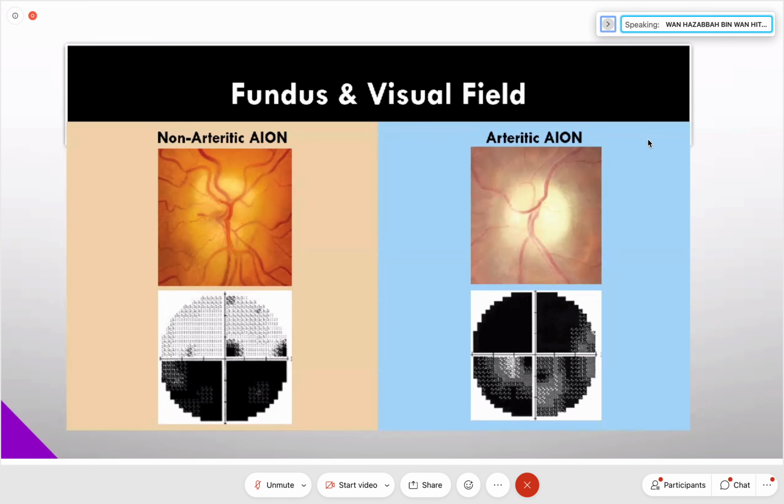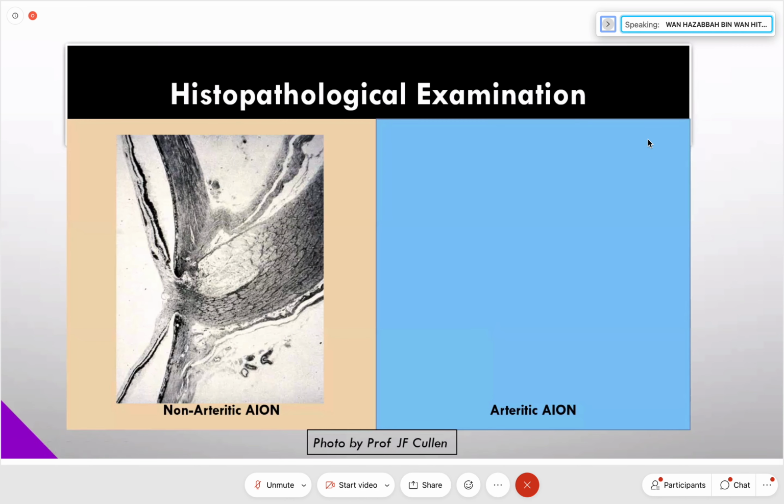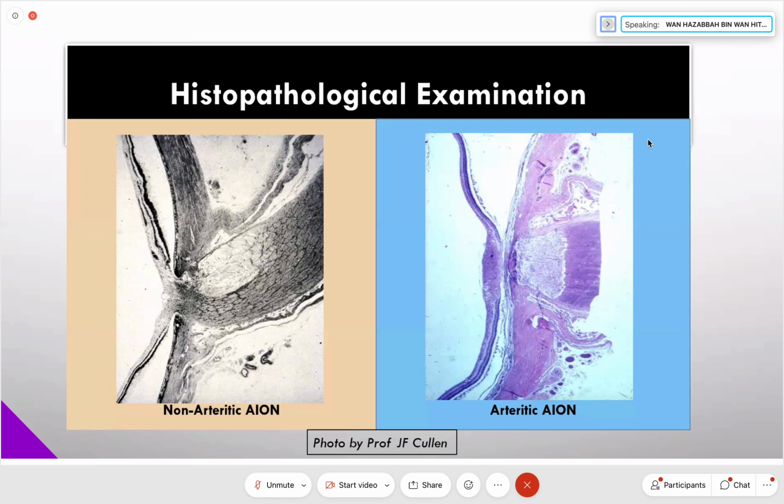So in terms of field defect, this is the typical field defect, inferior altitudinal field defect, which patient may present with in non-arthritic cases. Arthritic is mainly generalized. So in terms of histopathological examination, we don't do it here. This is from my previous supervisor, the late Prof. Cullen. So this is his slide.